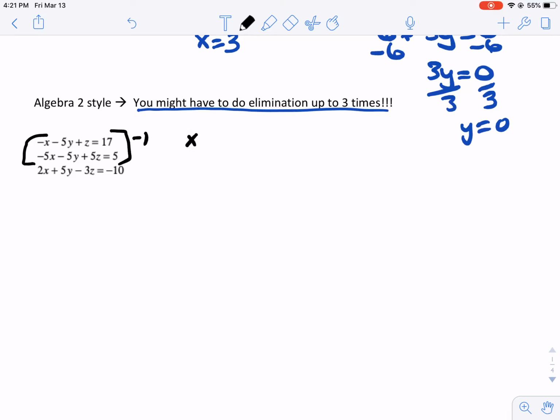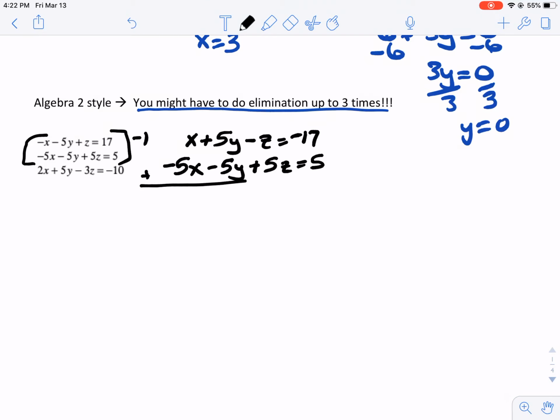That's going to give me a positive x, a positive 5y, a -z, and a -17. And then I'm just going to copy that second equation the way it is. And now I'm going to add these together. When I add them together, the y's are going to go away. So x minus 5x is -4x. -z plus 5z is 4z. And that's going to equal a -12. So I've eliminated a y, but I still have 2 variables left.